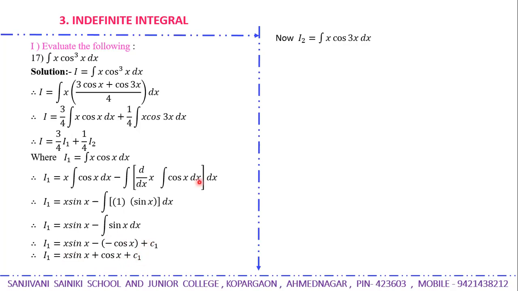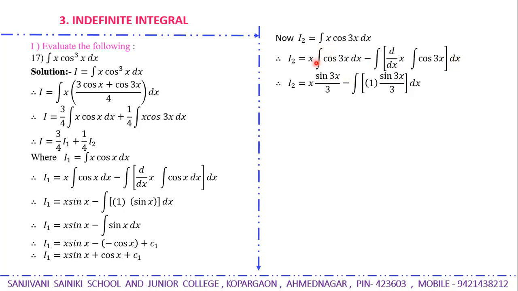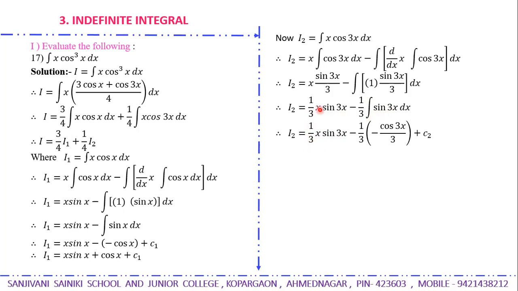This is your I1. Now think of I2, integration of x cos 3x. Again use by parts: x as it is, integration of cos 3x, minus derivative of x, integration of cos 3x with respect to x. Then integration of cos 3x is sin 3x upon 3. Derivative of x is 1. Again integration of cos 3x is sin 3x upon 3. So 1 upon 3 x sin 3x minus 1 upon 3 sin 3x dx. 1 upon 3 x sin 3x as it is, then here 1 upon 3 as it is. The integration of sin 3x is minus cos 3x upon 3. So here minus minus becomes plus, and 1 upon 3 into 1 upon 3 is 1 upon 9. So this is the integration of the second function.